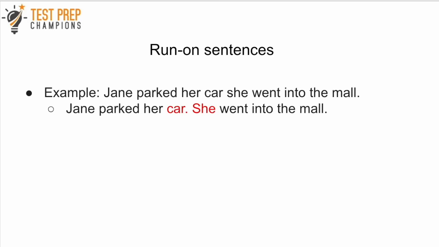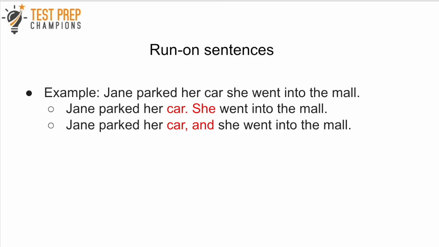Okay, so one way to do this would be to break it up into two different sentences. So as you can see on the screen, I broke it up so that it says Jane parked her car, period. She went into the mall, and the S in the word she is capital. It's a capital S here, and the reason is because when we start a new sentence, we want to capitalize that first letter. So another way to do it would be to add a comma and then a coordinating conjunction. So here I said Jane parked her car, comma, and she went into the mall.